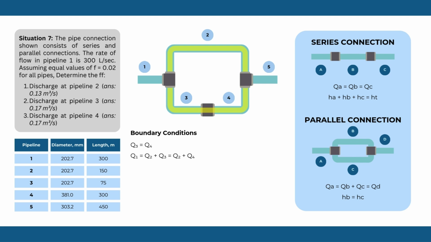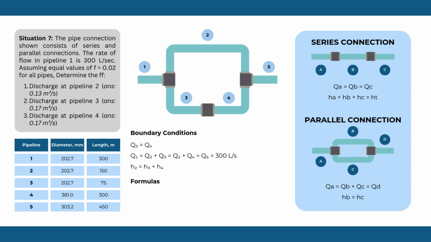And since sa dulo magme-merge lang sila into pipeline 5, we can also say that Q5 is also just equal to Q1. Additionally, it was stated sa given situation na ang value ng Q1 natin is equal to 300 liters per second. So consider din natin yan sa expressions natin. Lastly, in terms of head loss naman, since meron tayong series connection na parallel sa pipeline 2, we can express this as the head loss of 2 equal to the head loss from both pipeline 3 and 4. Now that we have considered all possible boundary conditions, move on naman tayo sa formulas na gagamitin natin.